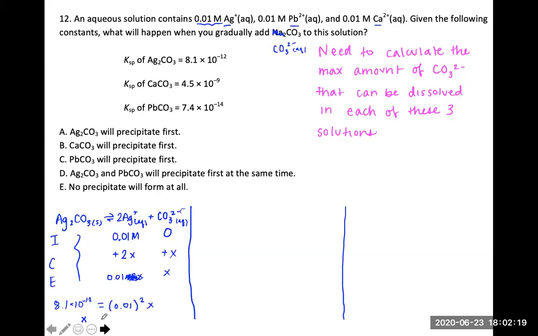And I end up getting that it is equal to 8.1 times 10 to the negative 8th molar. Okay, so I'm just going to make a note of that up here. Okay, so now we're just going to do the same thing for the other 2 compounds.